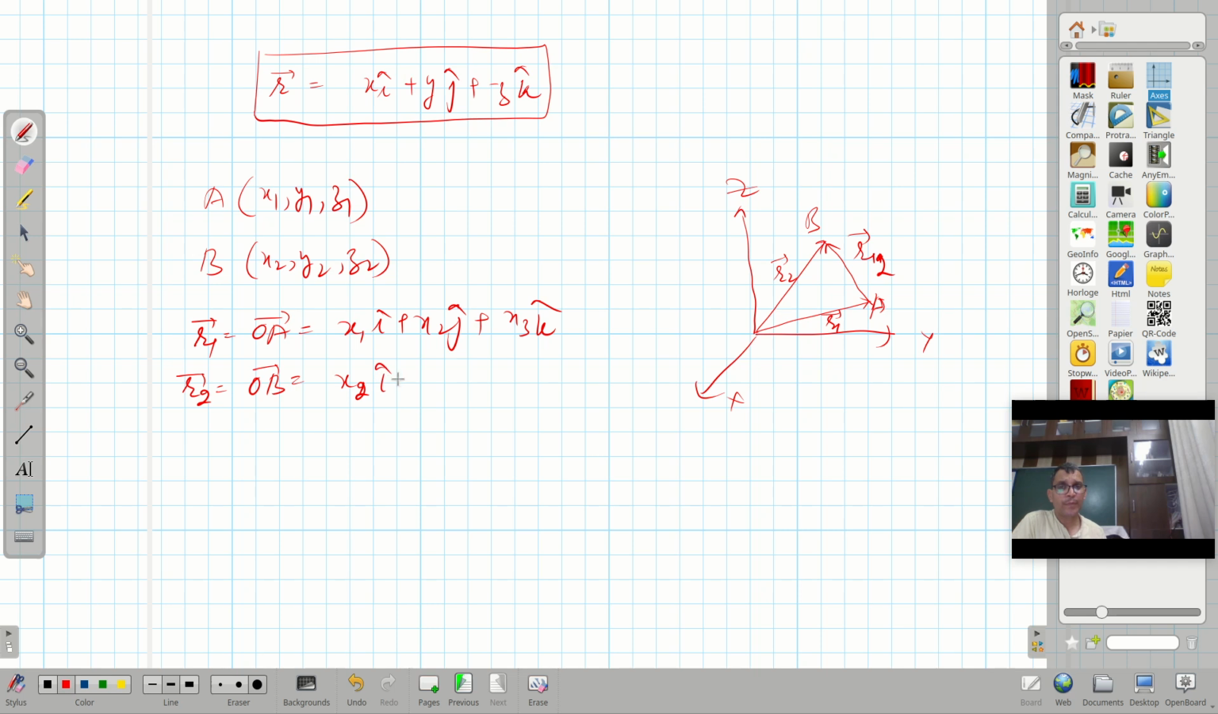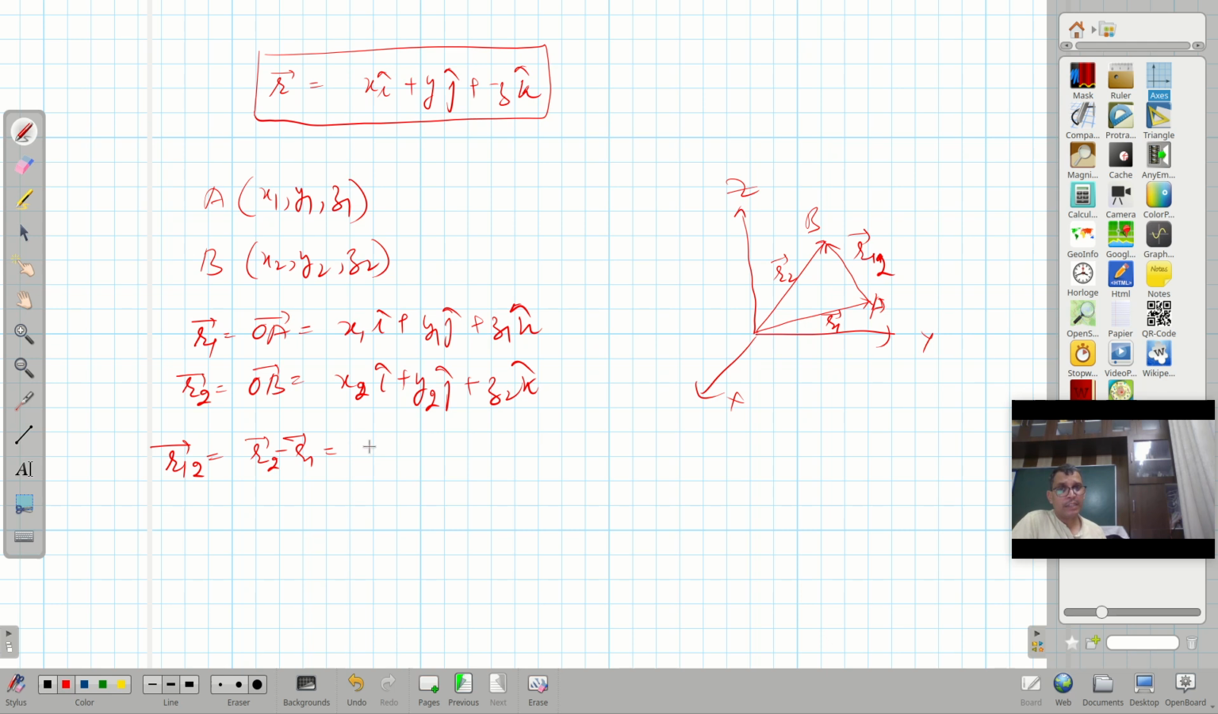I have made a mistake somewhere here. Let me correct myself. Yes, it is x2 i cap, y2 j cap and z2 k cap here. Then r12, the displacement vector, is represented by the r2 minus r1 vector, as we have seen for the case of two-dimensional motion or the two-dimensional coordinate system.